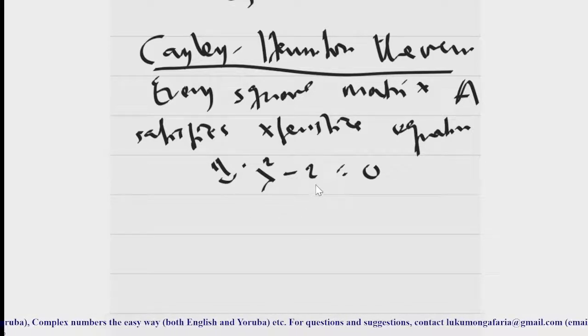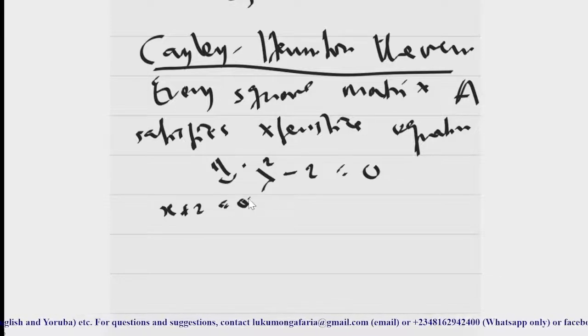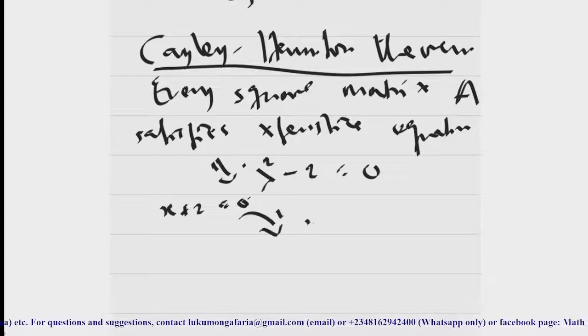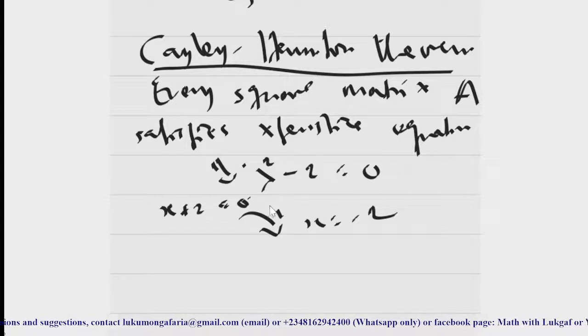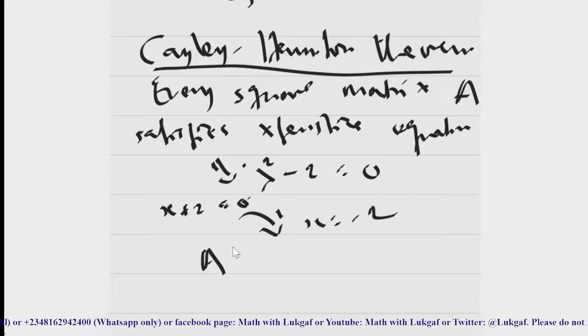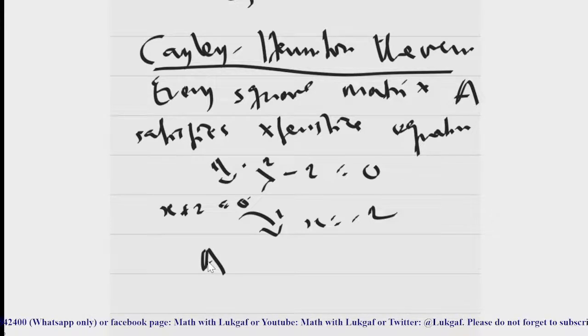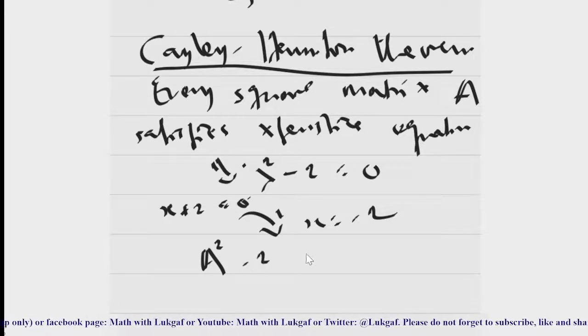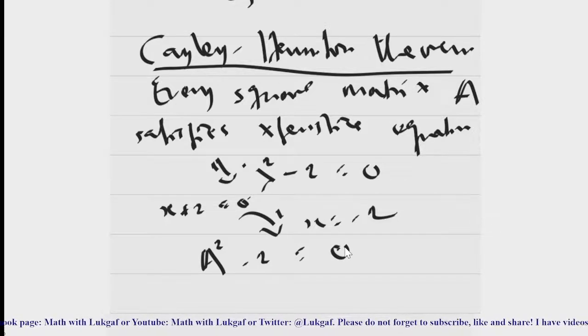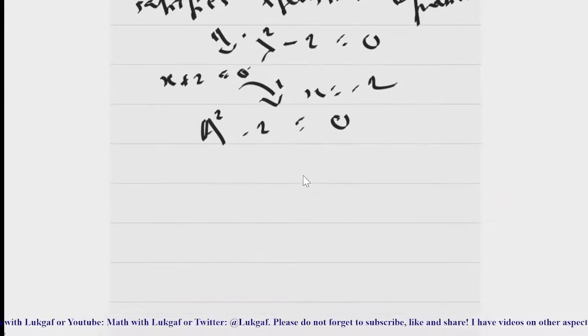It's satisfied. When we say something satisfies an equation, for example when you have x plus 2 equals 0, then you can say x equals minus 2 satisfies this equation, because when you substitute the value of x to be minus 2, you are going to have 0. Likewise, we say A satisfies this when you replace lambda with A, then you have A square minus 2, and you are going to have 0. That's what I'm going to explain in the remaining part of the video.